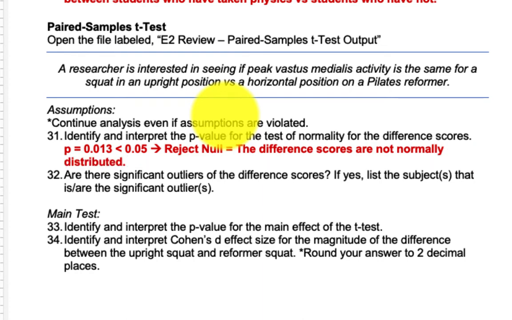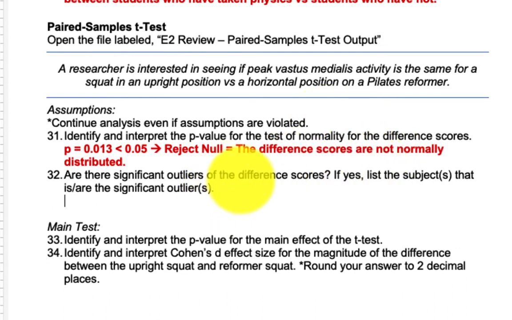Again, I've noted to keep continuing the analysis if assumptions are violated. The primary goal for you looking at these is so that I know that you know how to interpret each of the assumptions. But we're not going to worry about how violations are affecting our actual results for this class, just for the sake of the example. Our next question is asking if there are any significant outliers of the difference scores. If yes, list the subject or subjects that are the significant outliers.